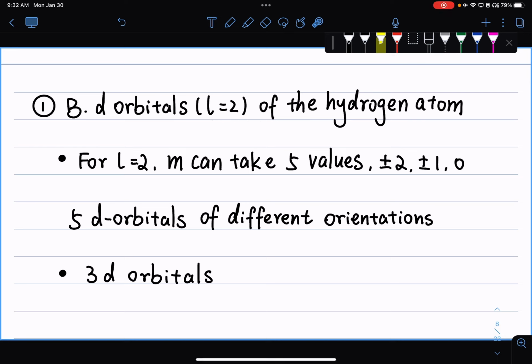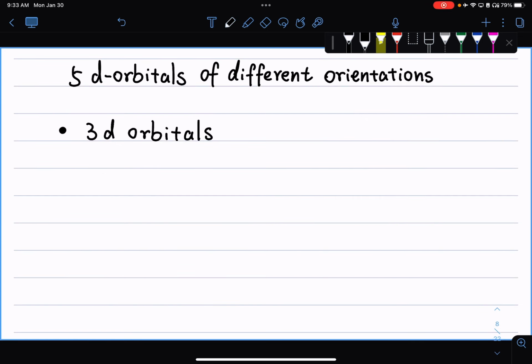For d atomic orbitals, that's equivalent to saying your angular momentum quantum number L equals 2. And for L equals 2, your magnetic quantum number can take 5 different values: plus or minus 2, plus or minus 1, and 0. So this is why you have 5 different d atomic orbitals. Your L equals 2 tells you it's a d atomic orbital, and the magnetic quantum number m tells you the orientation of your d atomic orbitals. I'm just going to write it out here, but you don't really need to know which corresponds to which.